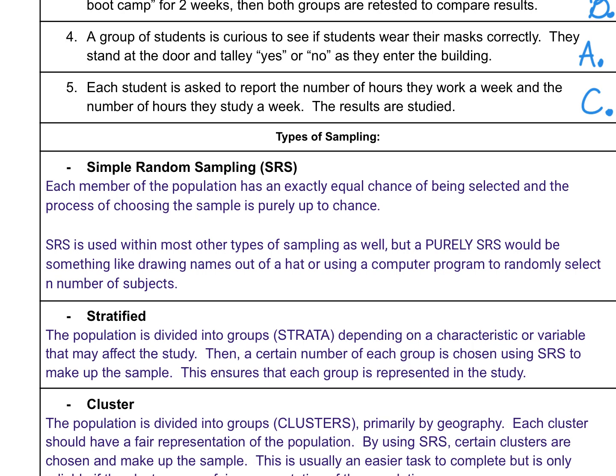Okay, so we're going to start with SRS. So each member of the population has an exactly equal chance of being selected, and the process of choosing the sample is purely up to chance. Okay, this is used within most other types of sampling. That's important.